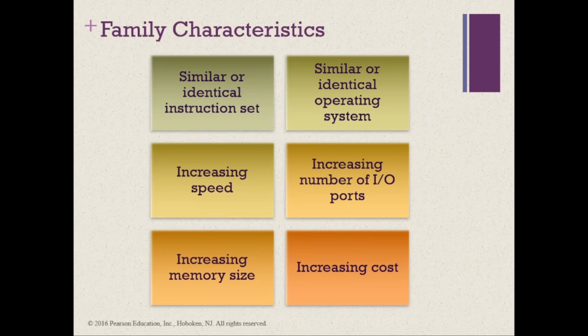And then next, we have increasing number of I/O ports. So the number of I/O ports increases in going from lower to higher family members. Another obvious one, because of course higher family members are expensive. And then next, we have increasing memory size. The size of main memory increases in going from lower to higher family members, right? And then increasing cost, of course. At a given point in time, the cost of a system increases in going from lower to higher family members, and it will never be the other way around.